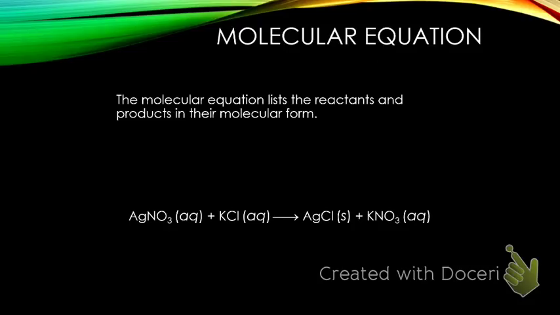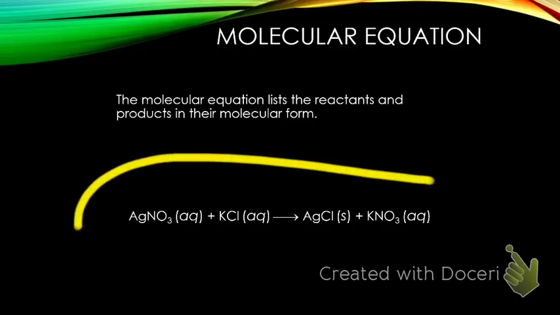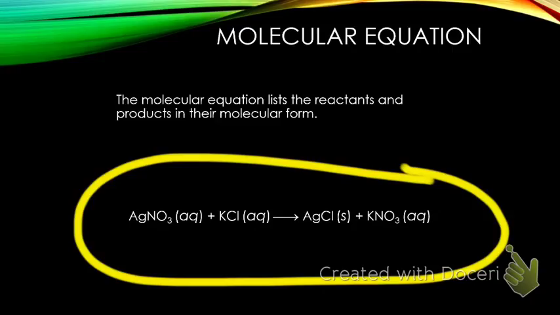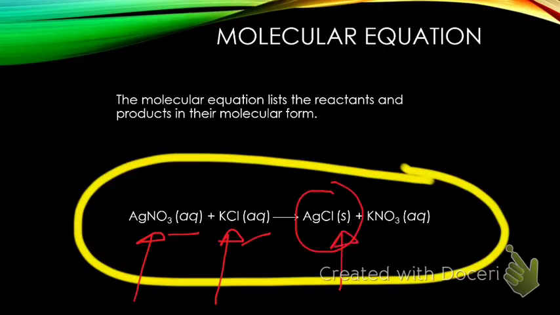This is called the molecular equation. So what we've been doing so far when we were balancing our equations was writing molecular equations. So we have silver nitrate in the aqueous form plus potassium chloride in the aqueous form, and then they swap partners, and so we get silver chloride, which now is a solid. That's the important thing. And then potassium nitrate, which is aqueous.